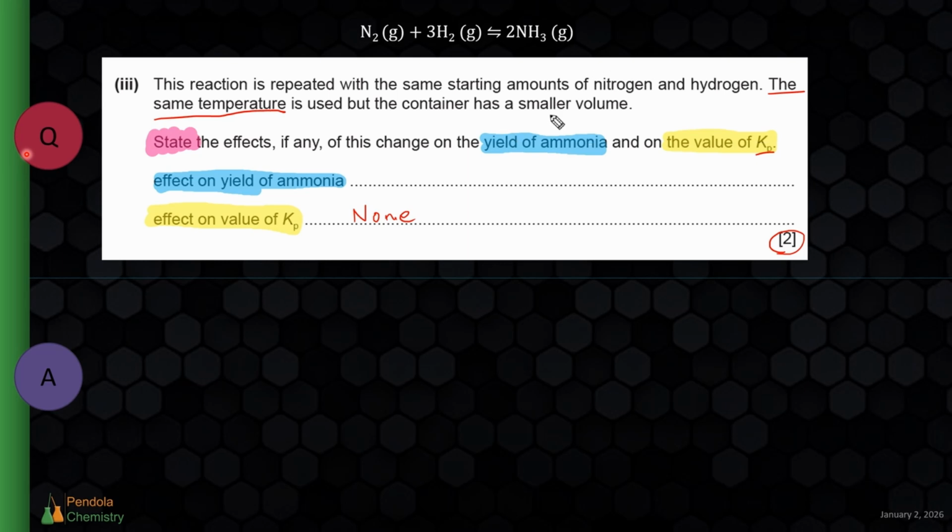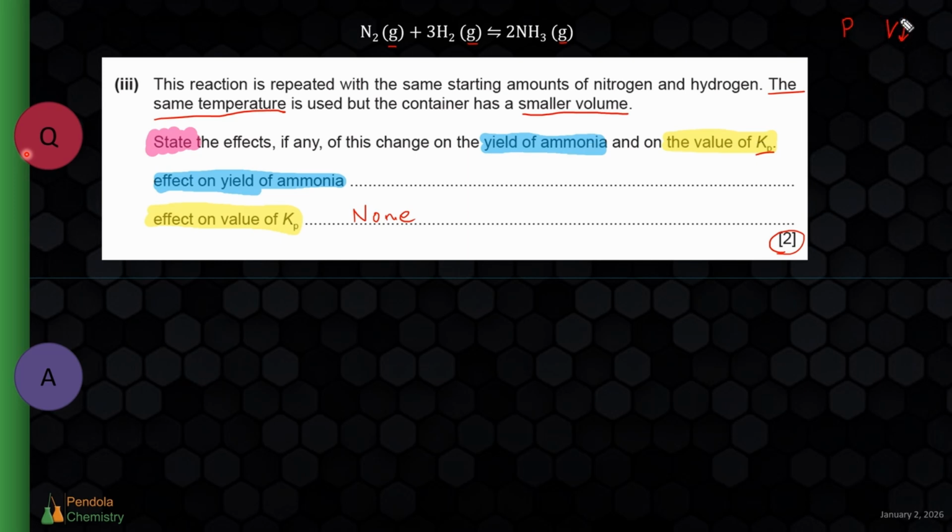First of all, what are we doing? We are using a container of a smaller volume. The reaction is repeated with the same starting amount of nitrogen and hydrogen, meaning we are not changing the moles, but we are using a smaller volume. If the volume goes down for our container, that means a few things. That means concentrations will go up, but we're not looking at concentrations because we're using Kp. We're doing a reaction that's completely gas-based, so we can look instead at partial pressures.